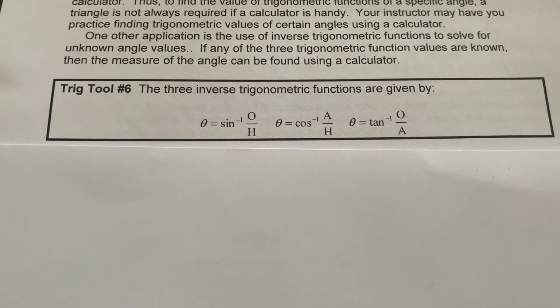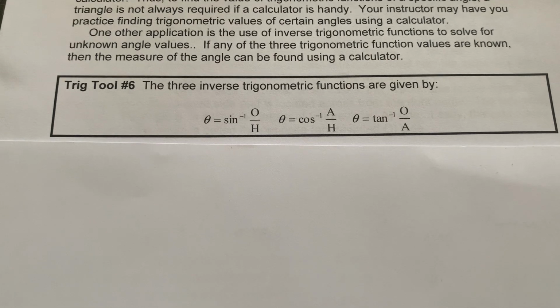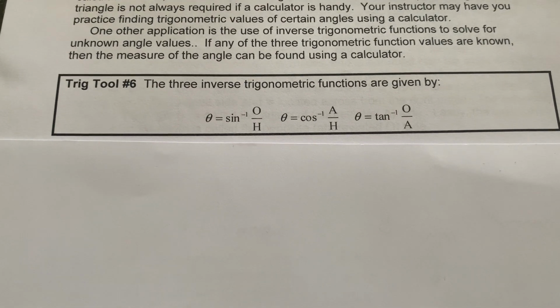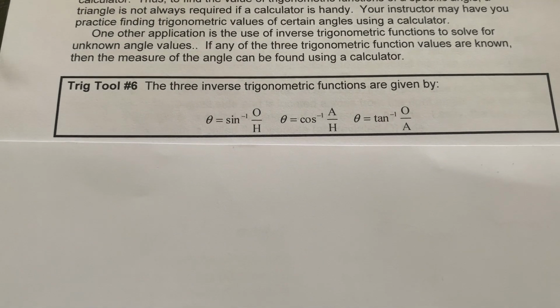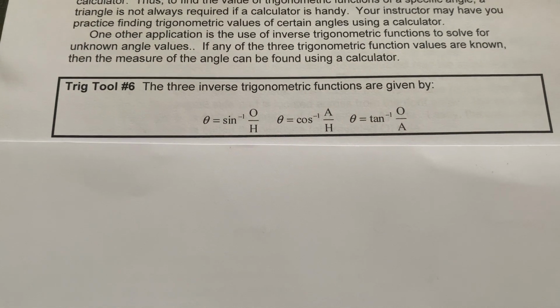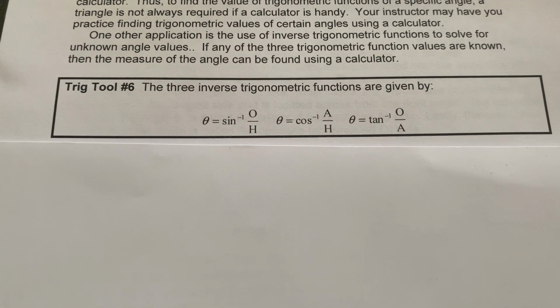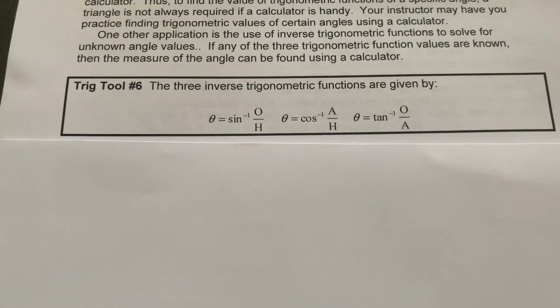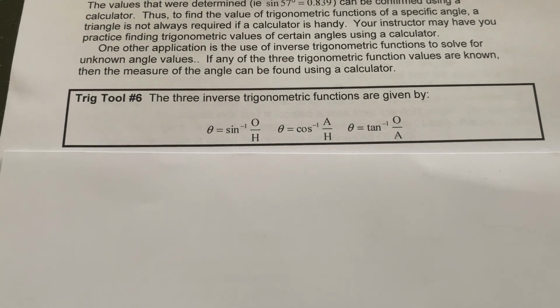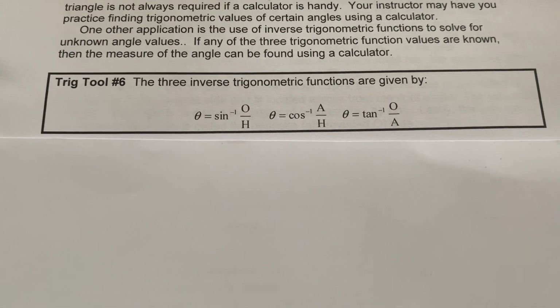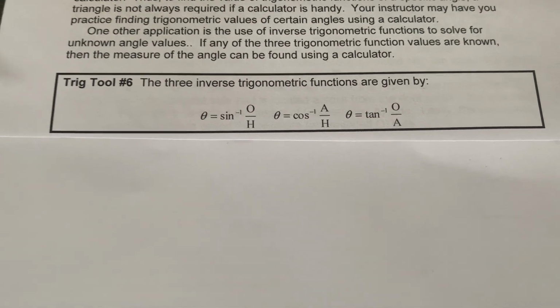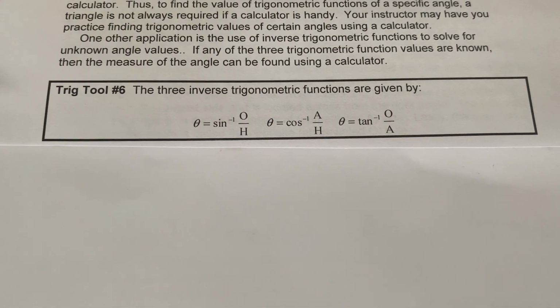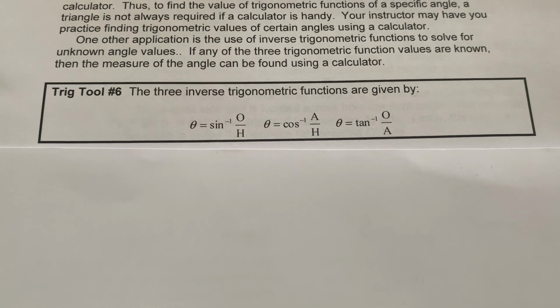And so the same setups apply. Sine still has to do with the opposite over the hypotenuse. Cosine is the adjacent over the hypotenuse. Tangent is the opposite over the adjacent. All those relationships hold. And so what's happening here now is instead of the sine of the angle is this ratio, you do the sine inverse of the ratio, and it spits back the angle value.